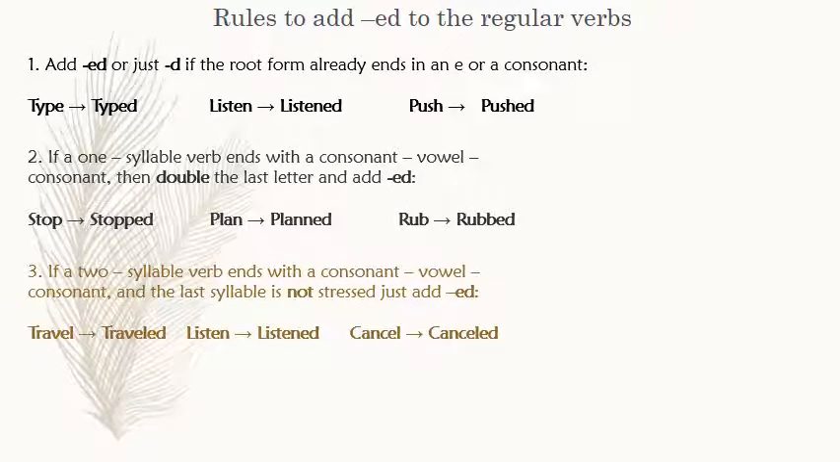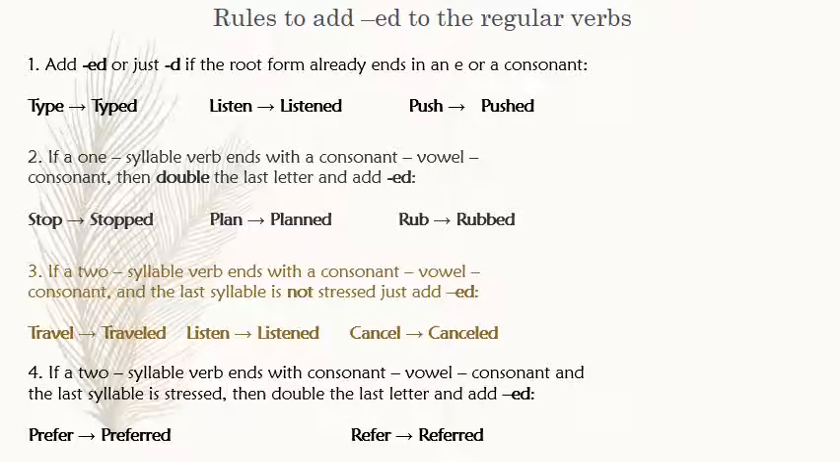Third, if a verb made of two syllables ends with consonant, vowel, consonant, and the last syllable is not stressed, we just add ed. We do not double anything here, like travel, traveled; listen, listened; cancel, cancelled. Number 4: if a two-syllable verb ends with consonant, vowel, consonant, and the last syllable is stressed, then double the last letter and add ed.